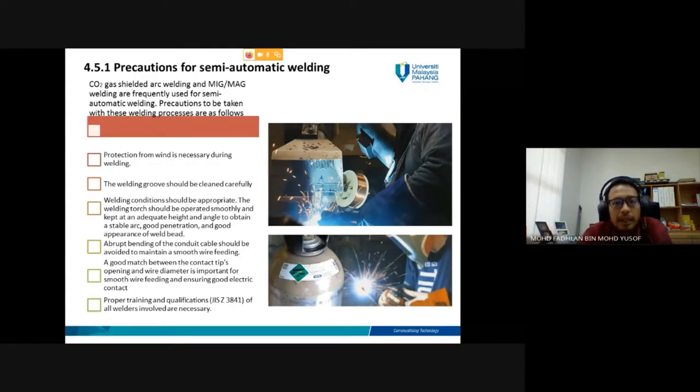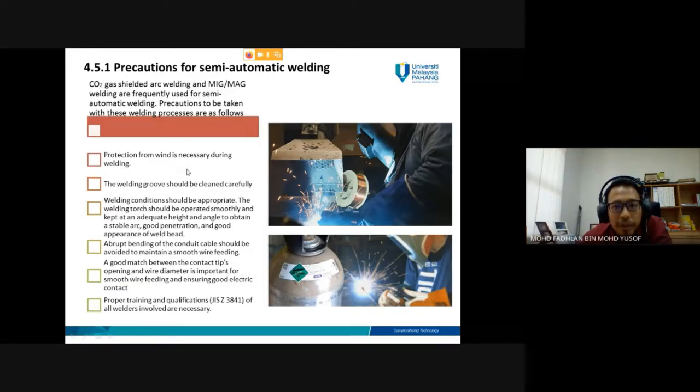So if we look into semi-automatic welding, what you have been explained previously in the previous CO related to MIG, TIG and so forth, all of those are semi-automatic welding, MIG or MAG. So the precaution that needs to be taken here, as you see from the listed facts, is that protection from wind is necessary during welding.